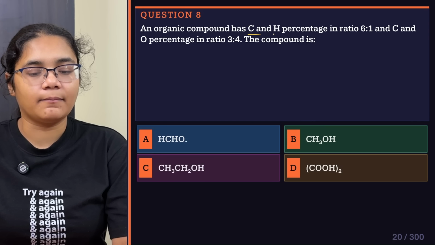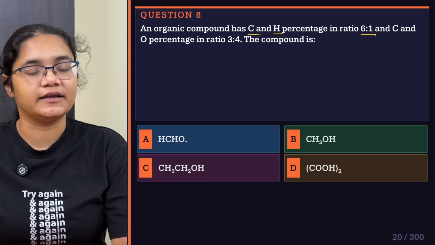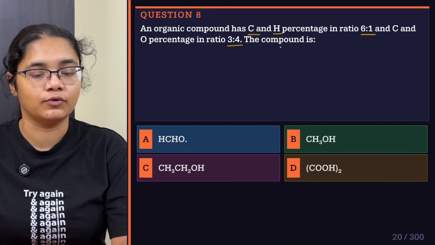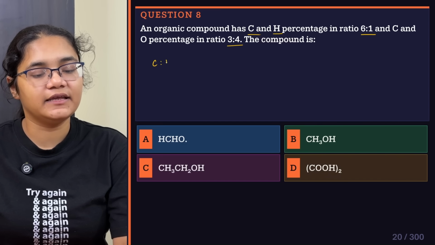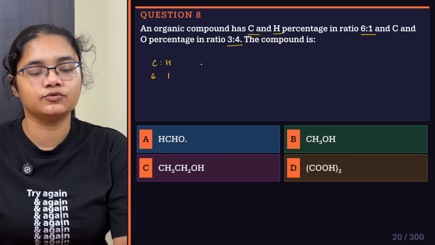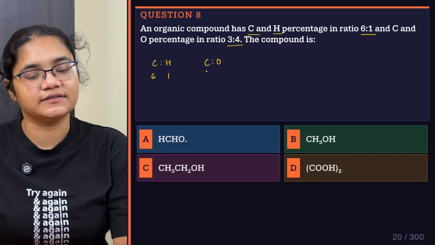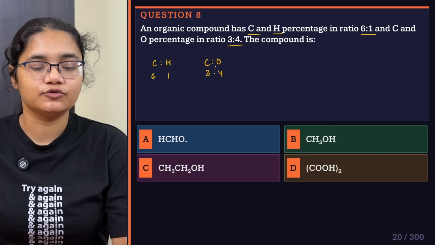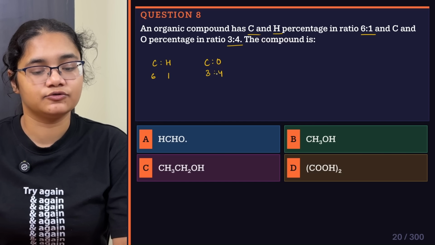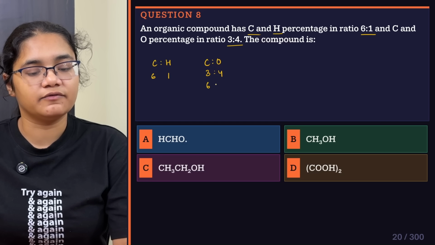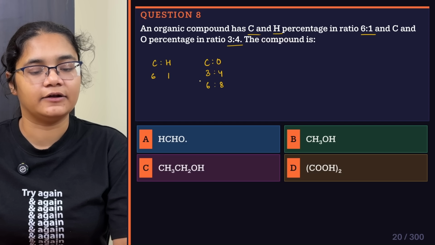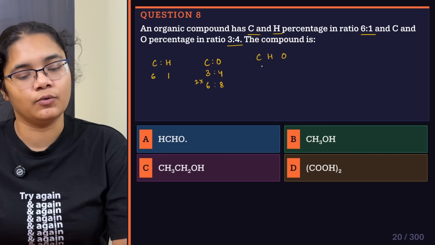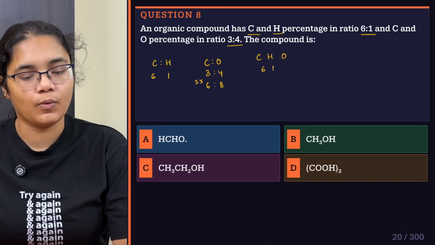Next, an organic compound: C and H percentage is in the ratio of 6:1 and C and O percentage is in the ratio of 3:4. The compound is, now see, CH percentage is given 6:1 and CO percentage is given 3:4. Now you can see the carbon is common between them. So you have to make the carbon constant here. So we will multiply this with 2. So it will become 6 and 8. So now if I see the ratio of C, H and O, it is 6, 1 and 8.